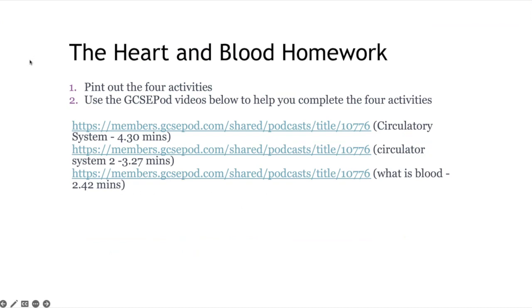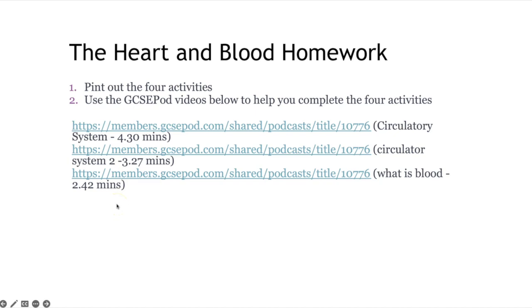So let me just show you some of the things that I would do for the homework that I would set compared to the lesson work. So this was for Year 9 GCSE for AQA Biology. And when they were learning about the heart and the blood, I set them homework that would cover the next couple of lessons, because we have a homework timetable, so it had to fit around when I was allowed to set them homework. So I asked them to print out 4 activities, which I'll show you. And then I linked 3 GCSE Pod videos that I wanted them to watch, and I gave the exact times to watch it.